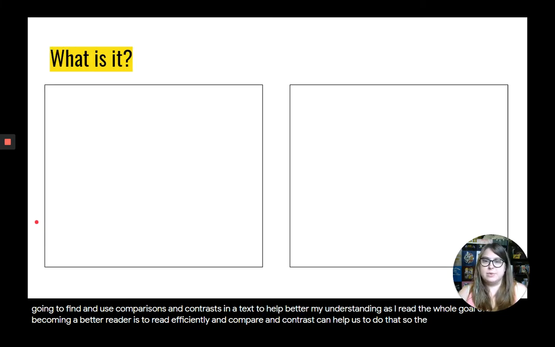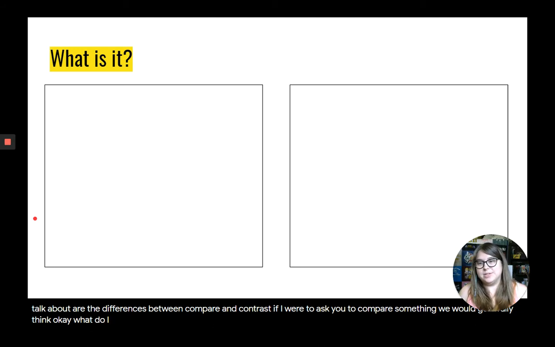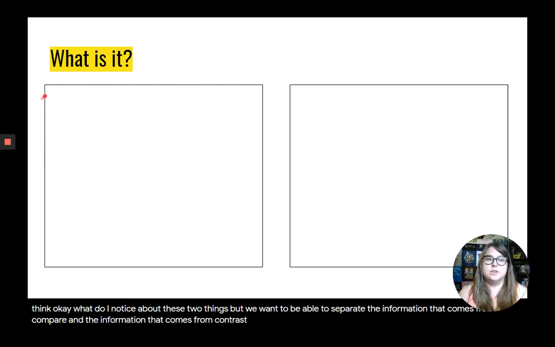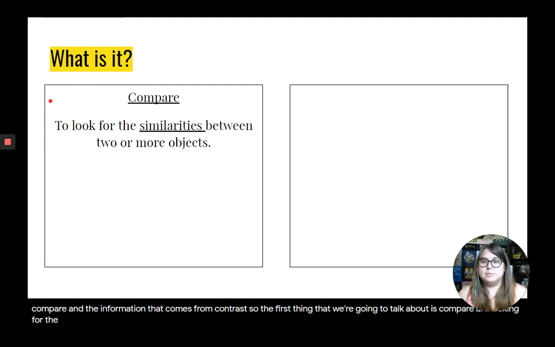So the first thing that we want to talk about are the differences between compare and contrast. If I were to ask you to compare something, we would generally think, okay, what do I notice about these two things? But we want to be able to separate the information that comes from compare and the information that comes from contrast. So the first thing that we're going to talk about is compare. When we compare, we are looking for the similarities between two or more objects or ideas. So similarities are just how things are alike.